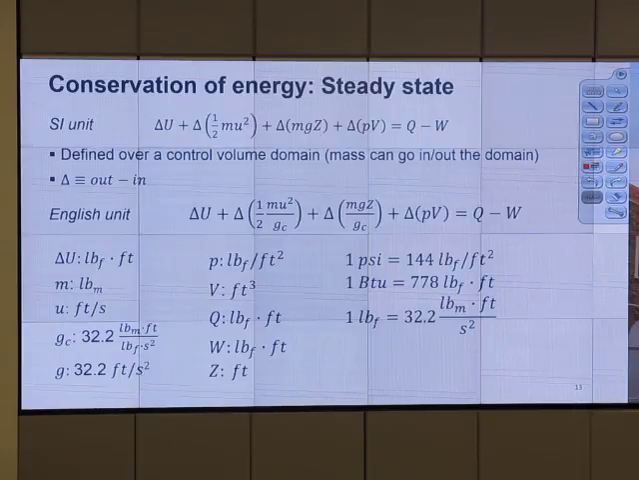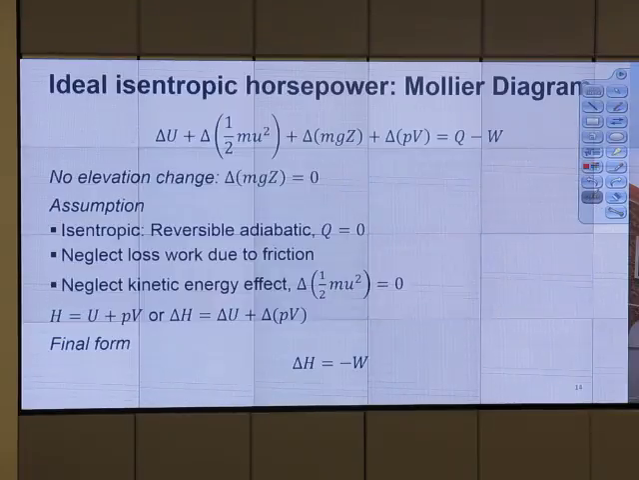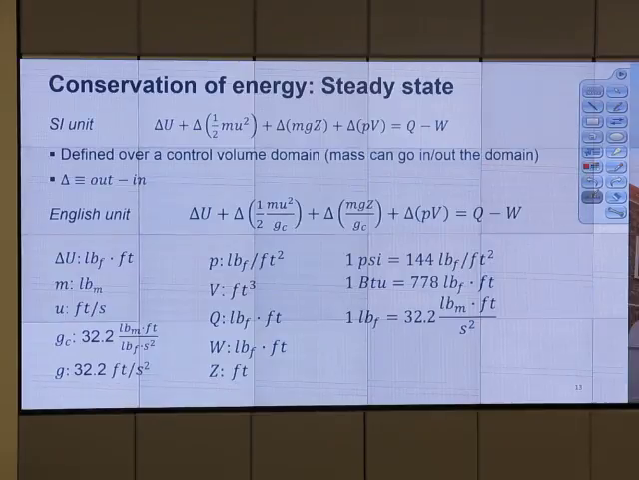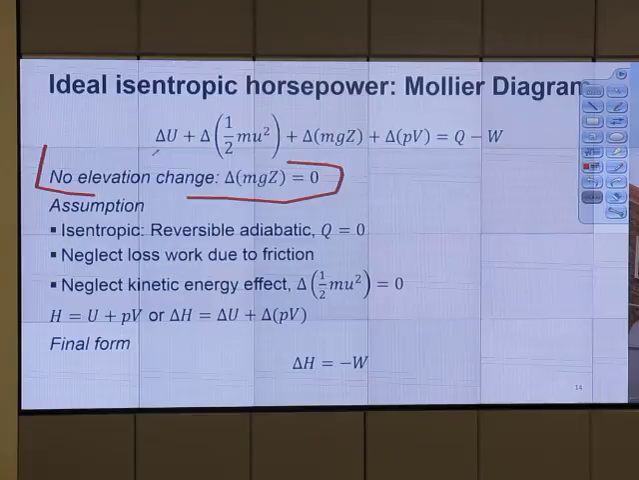It is not about no mass in, mass out anymore. Previously we had a closed system, right? No mass in or out. This time we allow mass to go in and out, and we do the conservation of energy over a control volume. Okay. When you see this, next step, we try to derive the ideal isentropic horsepower. In that case, we assume no change in the elevation.